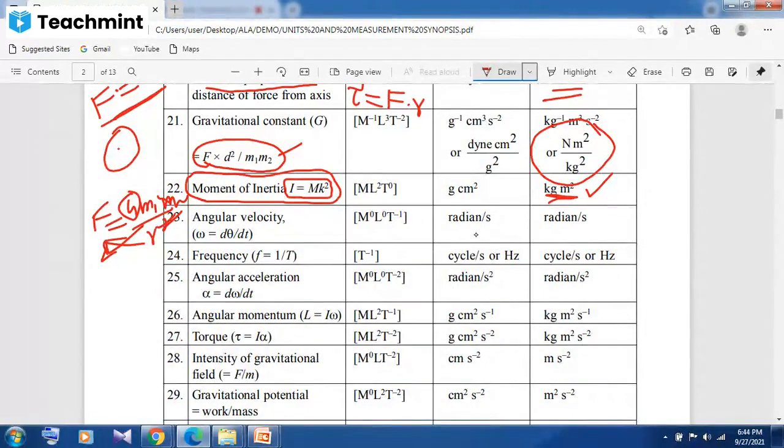Next, 24th physical quantity, students, that is frequency. You all know what frequency is. Frequency means what? Number of oscillations per second. So frequency symbol is small letter f, or in electromagnetics it is called nu. It's okay, now f is enough. So what is that frequency? Frequency means 1 by t. So 1 by t means time is in the denominator. So per second, cycles per second or hertz is the SI unit of frequency. Take down.